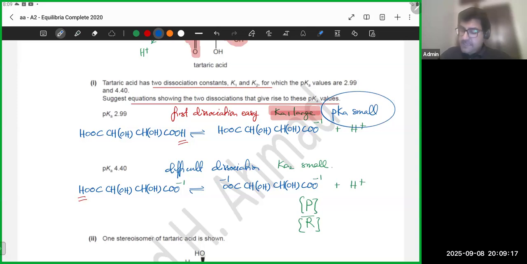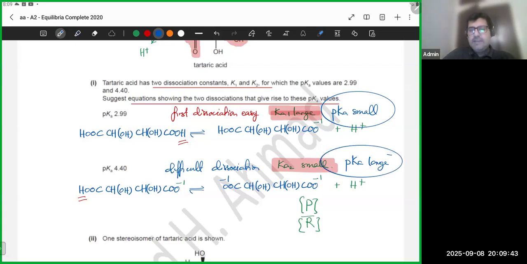And if your K is small, I mean it's not dissociating, then your pKa value would come out to be large. Again, remember, negative log changes everything. A bigger K means a smaller pK, and a smaller K means a bigger pK.